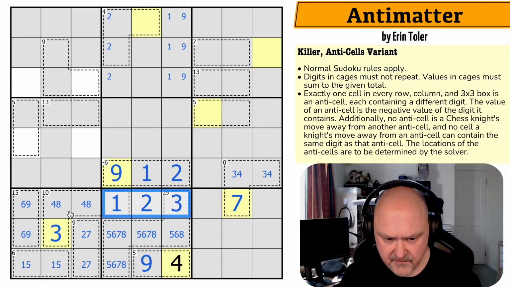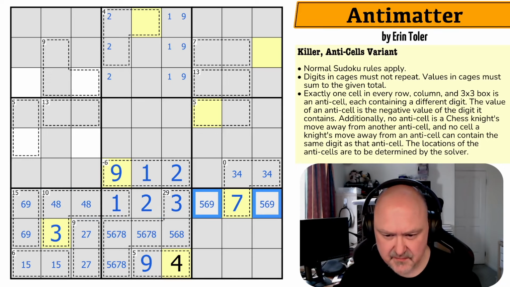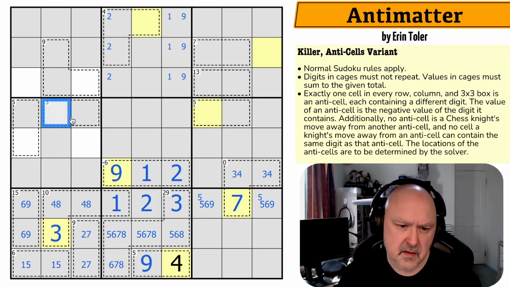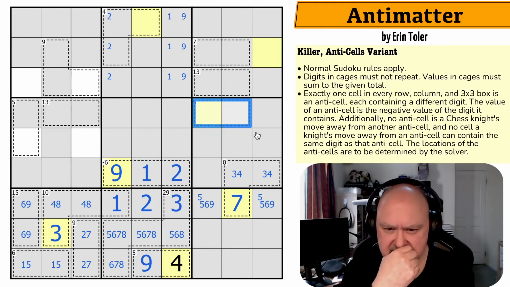One, two, three, four, five, six, seven, eight, five. These are 5, 6, 9 and must contain a 5. Oh, this can't be a 5 because of the 1, 5 pair. 5 is in here. So am I looking at how this 5 works?